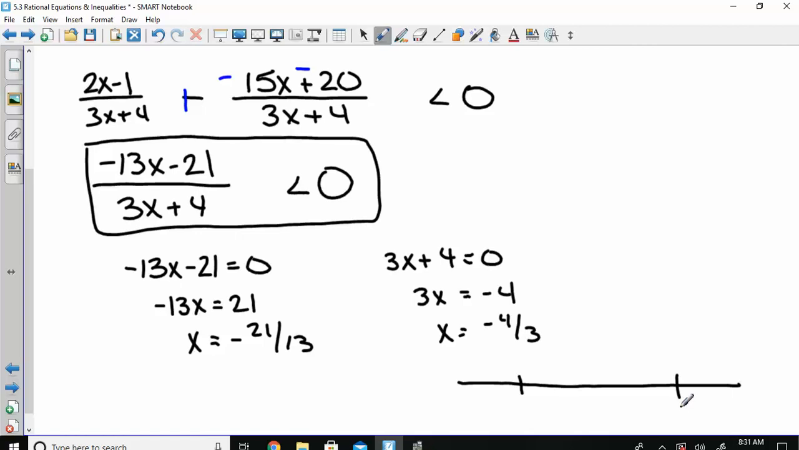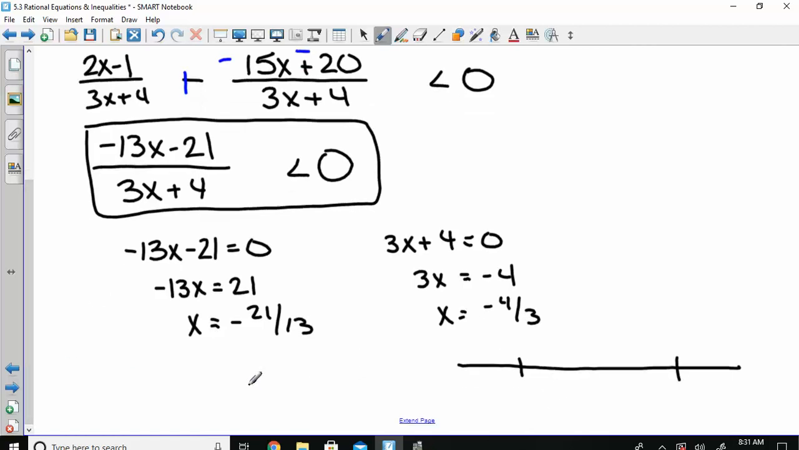I need to know which of these is smaller, so I know which one goes on the left. They're pretty close to each other. How would I decide which one went where? Yeah, just divide them on your calculator and see. Negative 21 over 13, what's that give us? Negative 1.6, and negative 4/3 is like negative 1.3. So the negative 21 over 13 will come first.